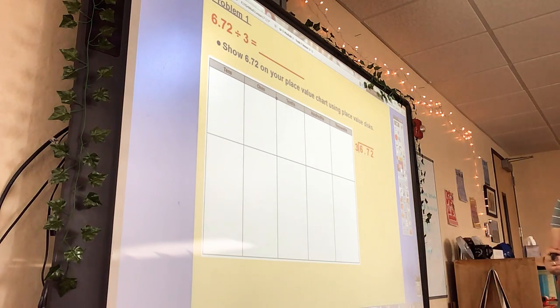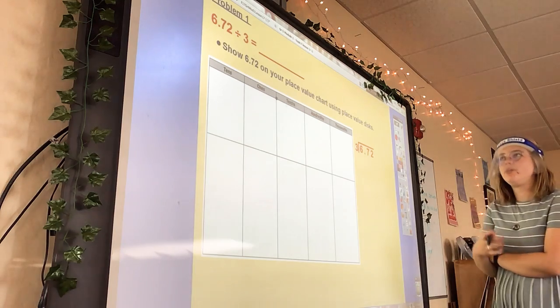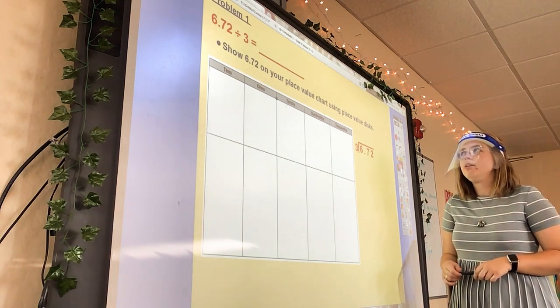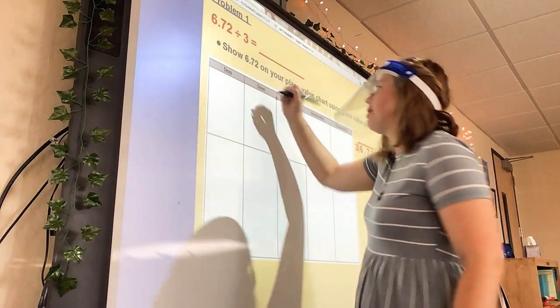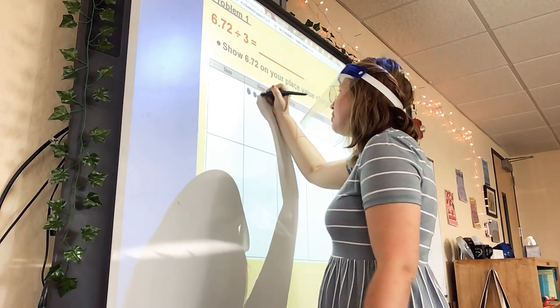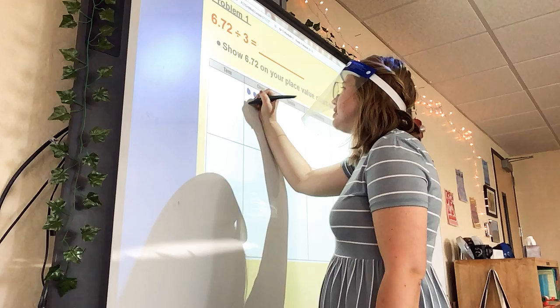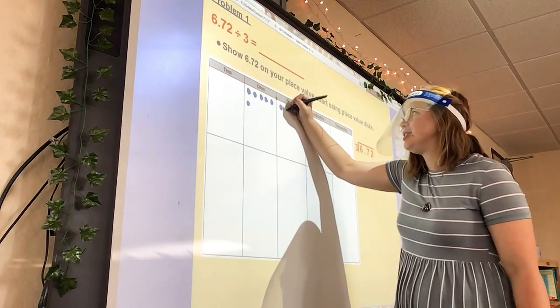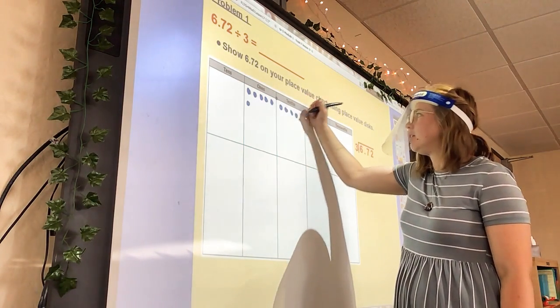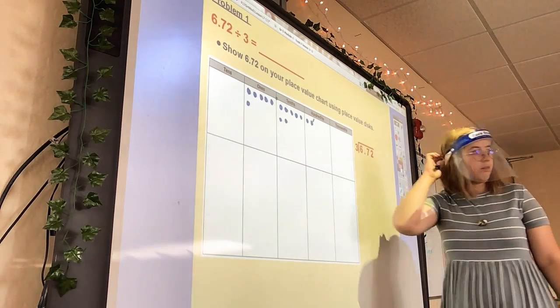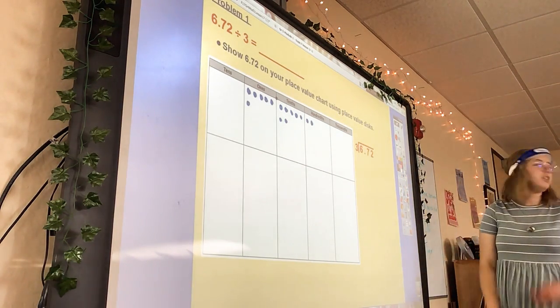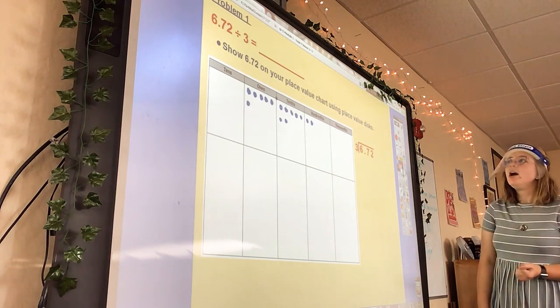Okay. All right. So we have 6 and 72 hundredths divided by 3. So I'm going to start by showing 6 and 72 hundredths on my place value chart. So here's 6 ones, 7 tenths, and 2 hundredths. Everybody with me so far? Yeah. All right, good. You should know how to do that already. Do that a lot, right?